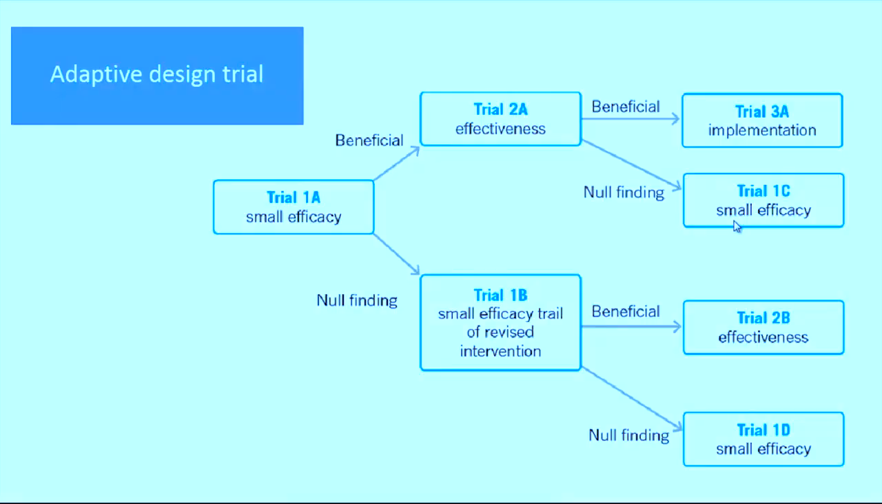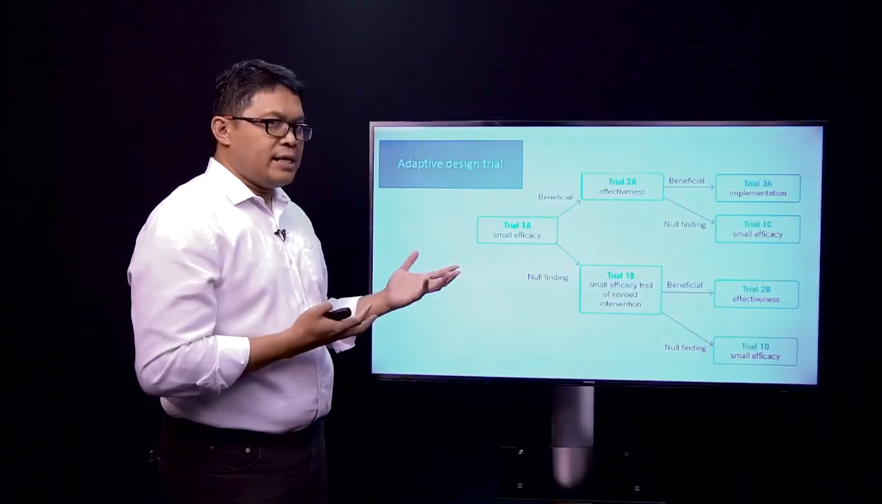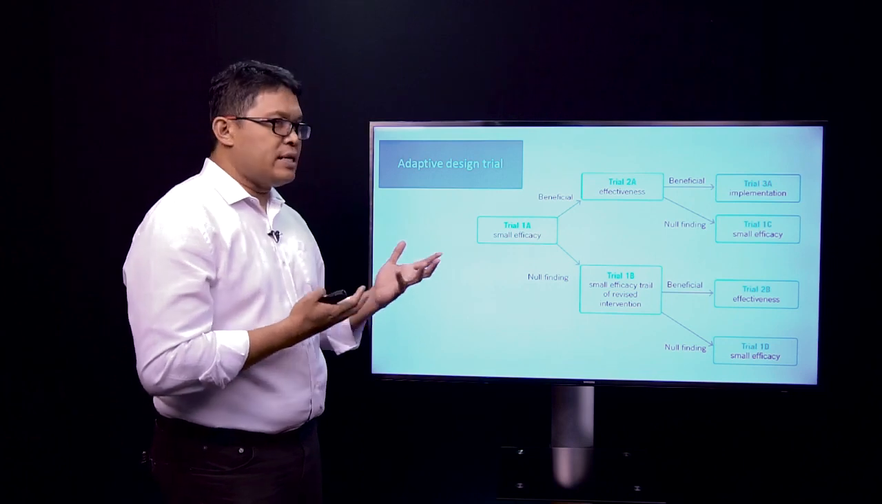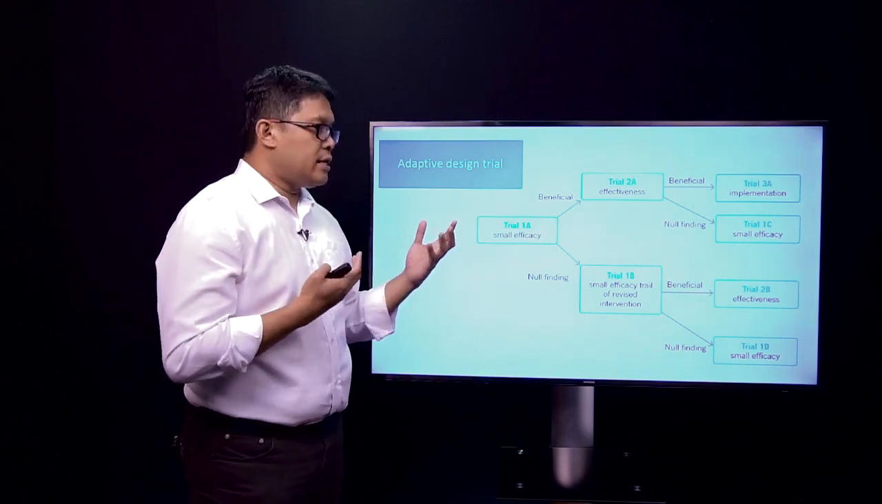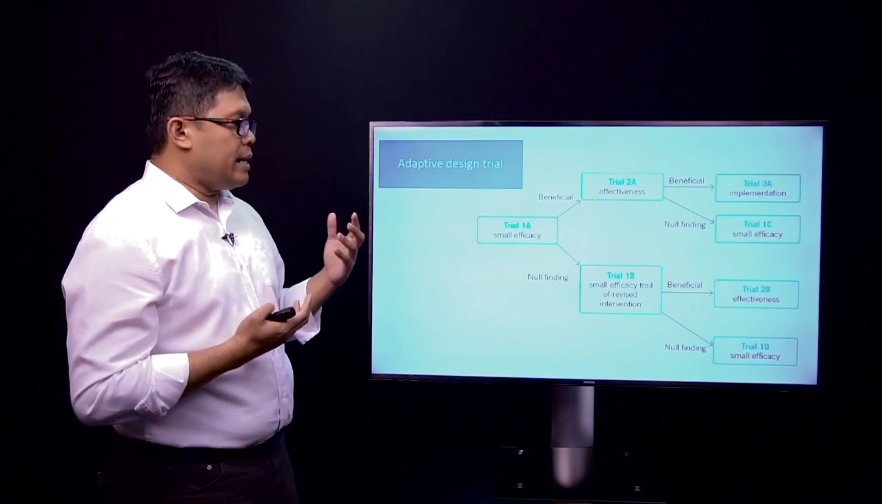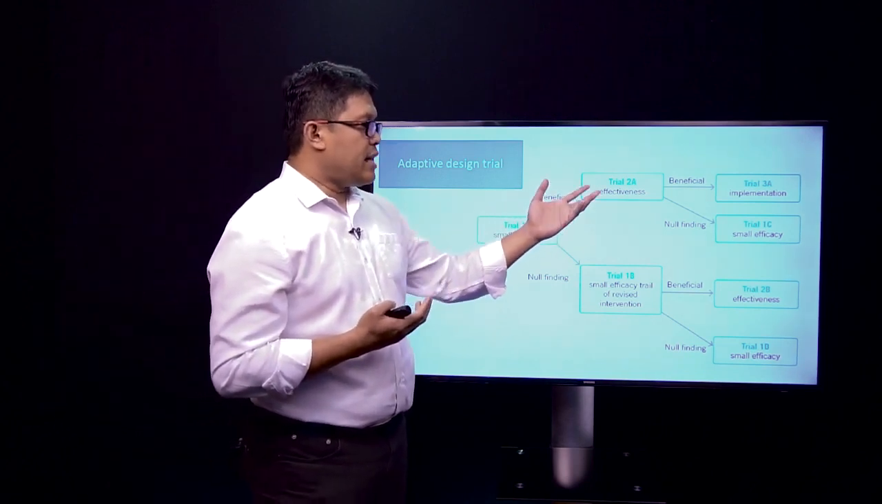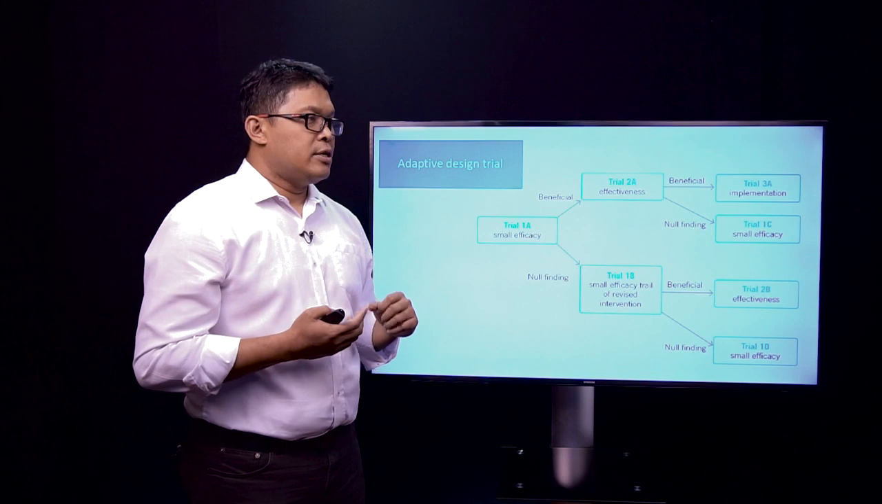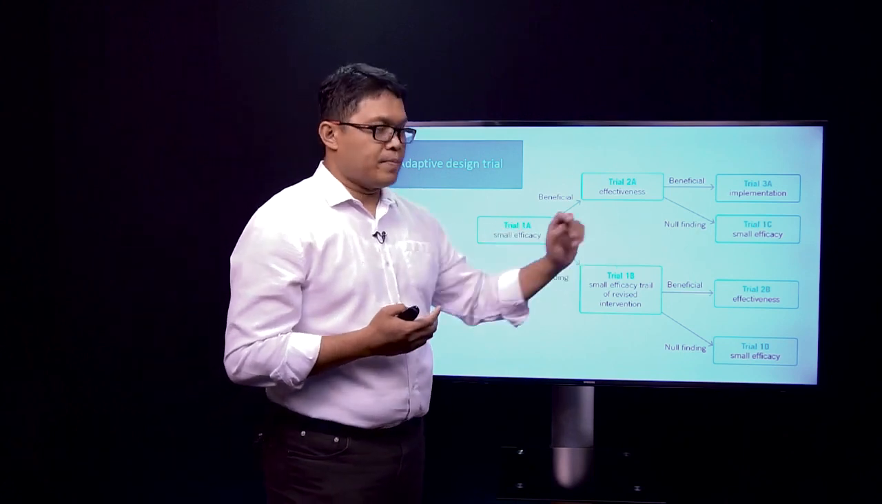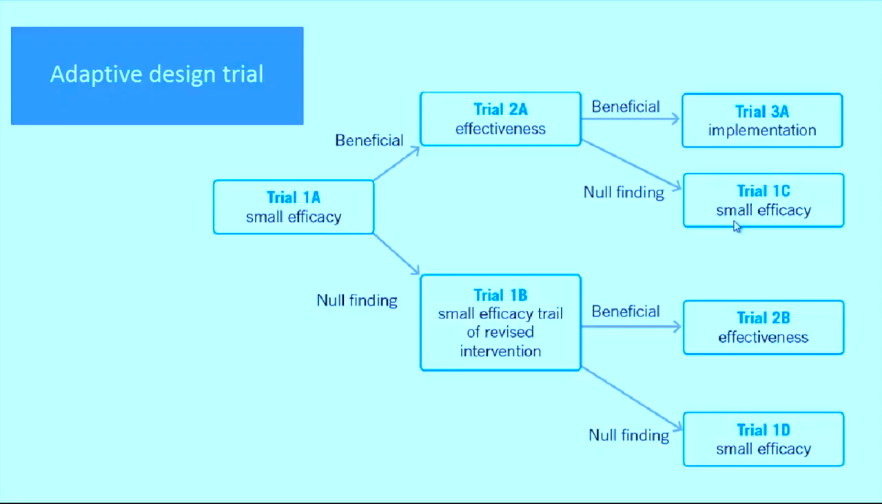The adaptive design trial is another experimental study design which is commonly used in implementation research. The basic idea of this design is similar to the crossover design in the randomized control trial, whereby participants can be assigned to different treatment arms during the study period. But in adaptive design, the different assignment is decided according to the response to the intervention.